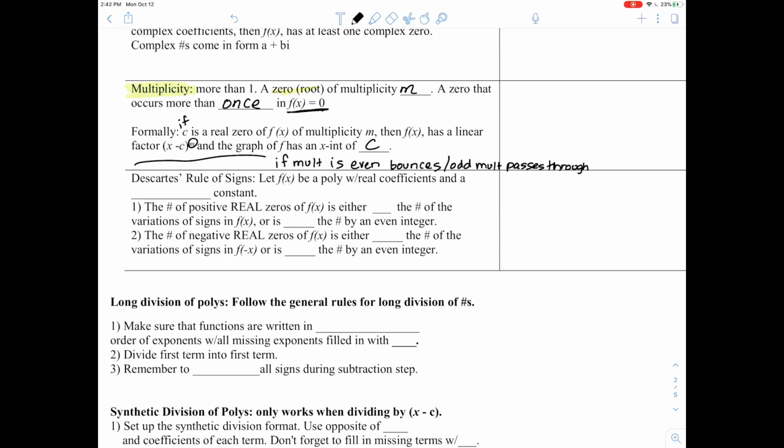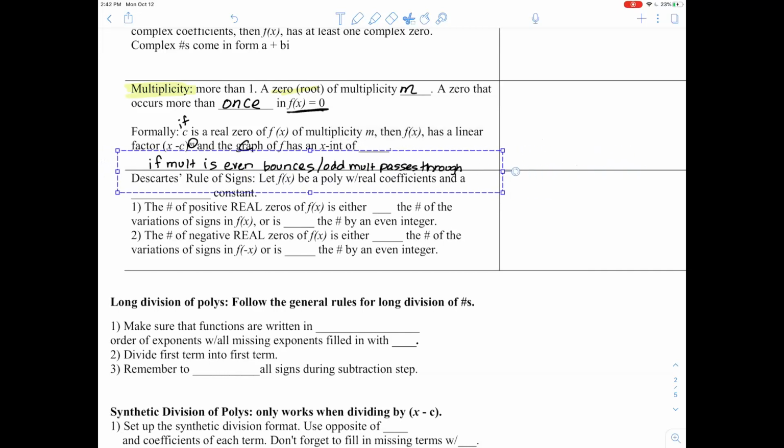So I'm going to actually scooch that over. Let me get rid of that. So if the multiplicity is even, the graph bounces off the 0. And if the multiplicity is odd, if the exponent is odd, the graph will pass through. But like I said, the larger the multiplicity, the flatter the graph will get around the 0.